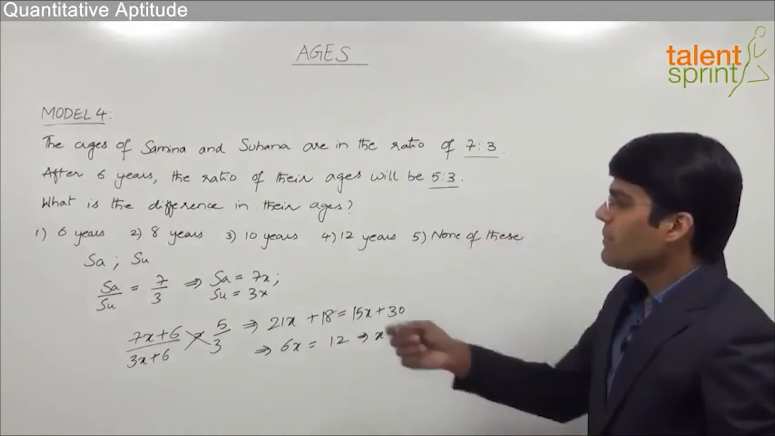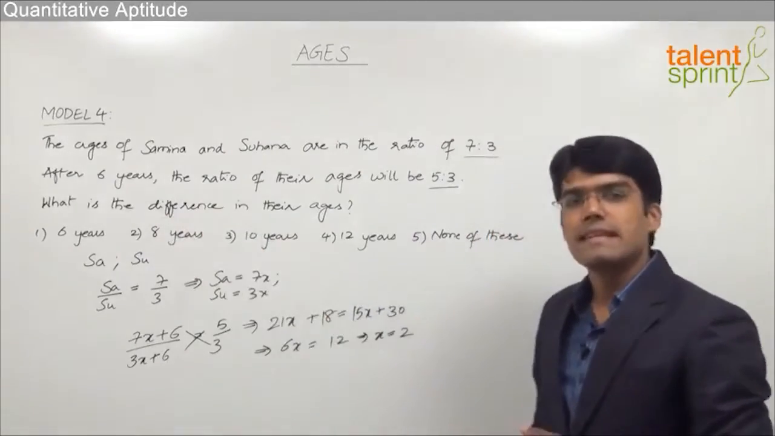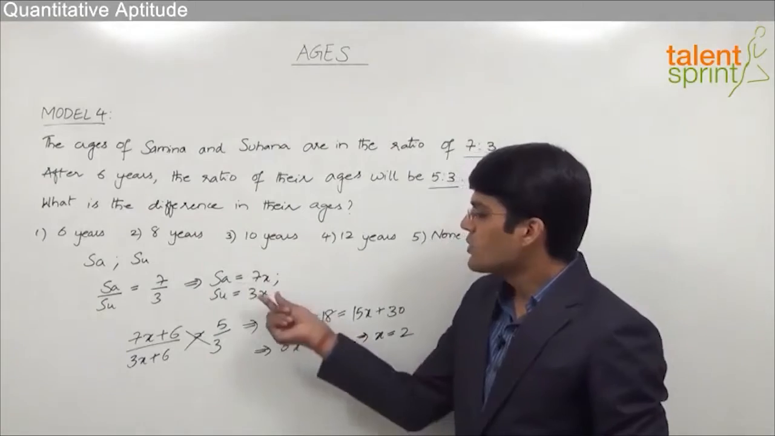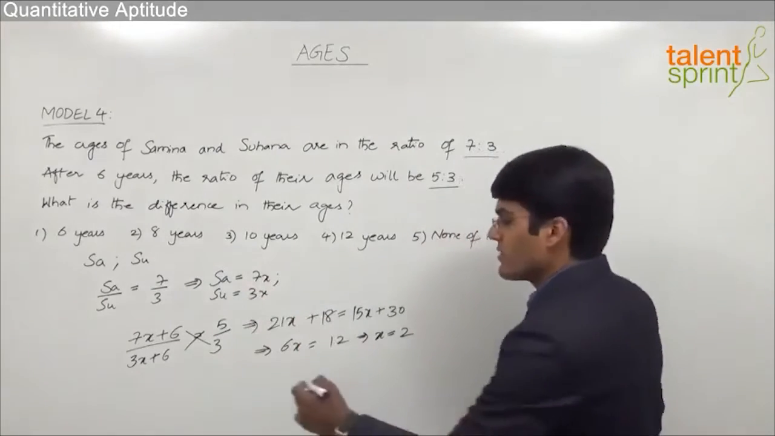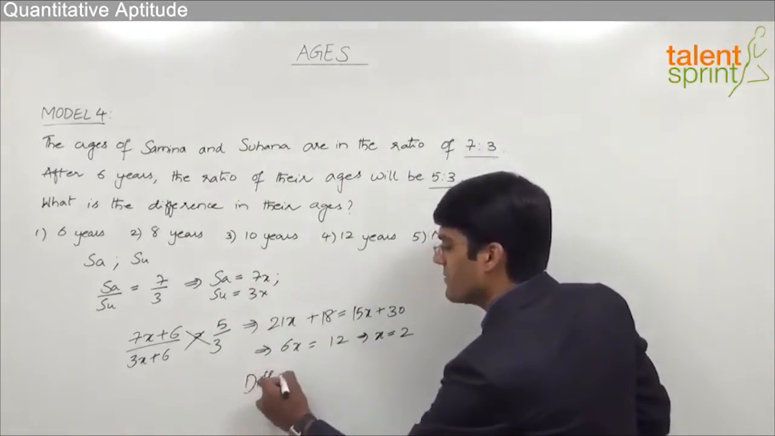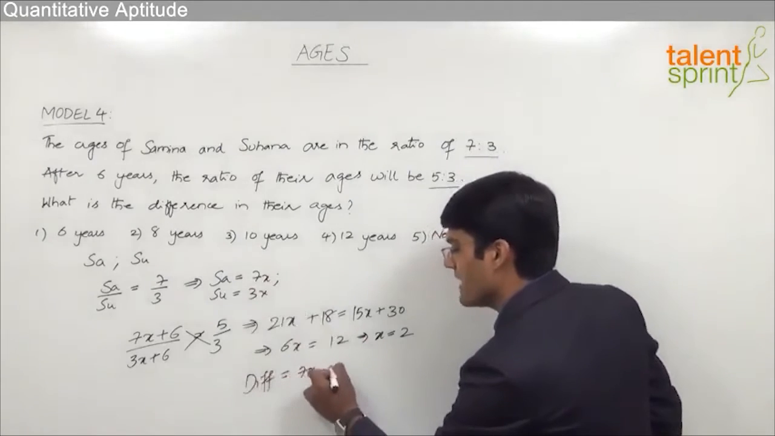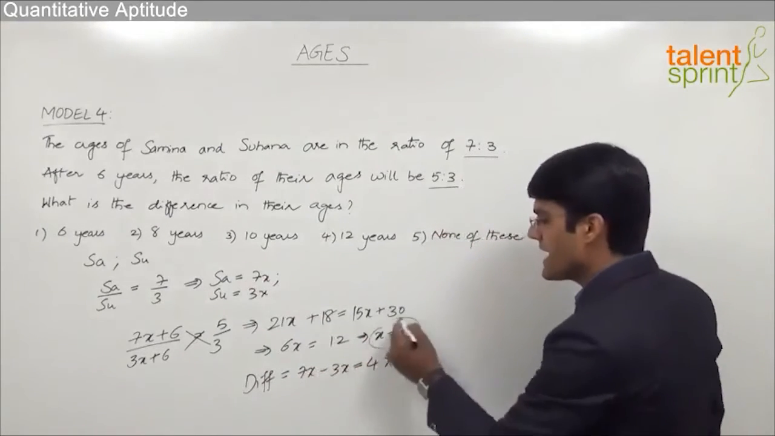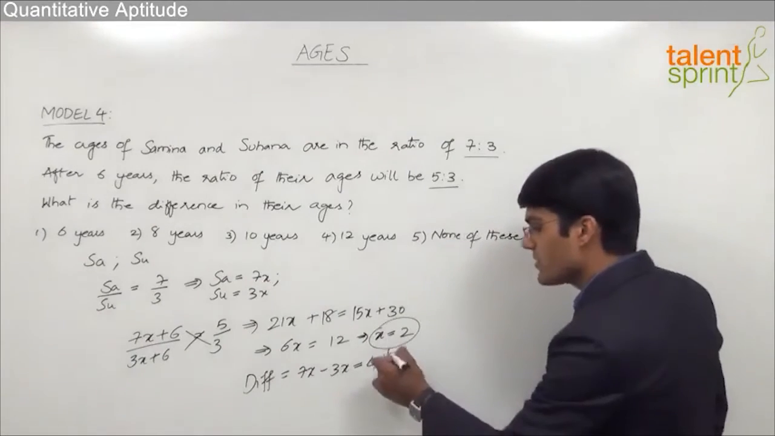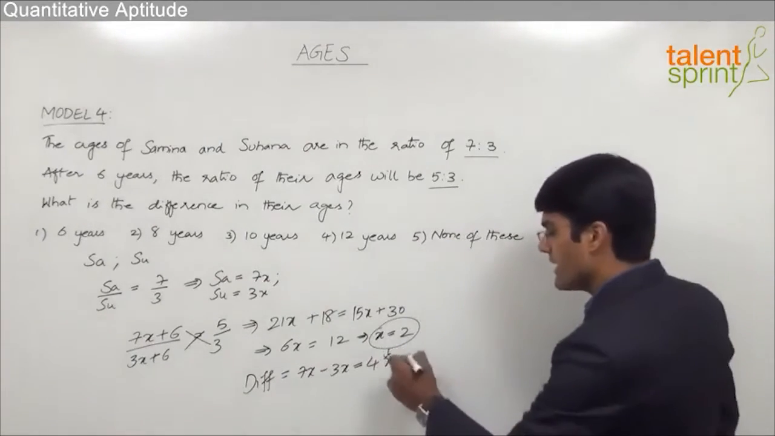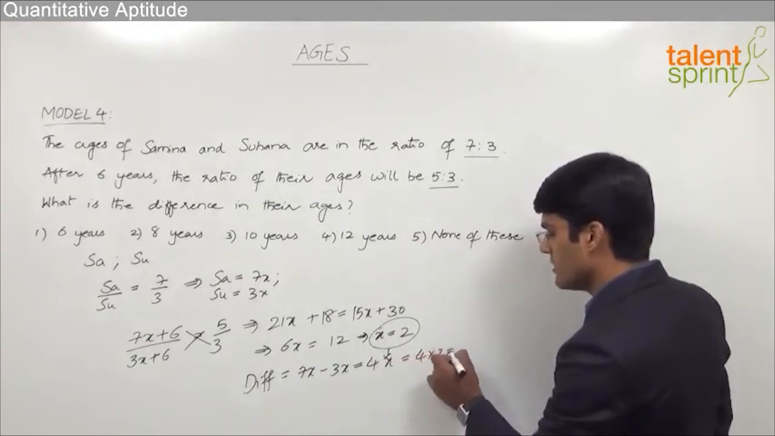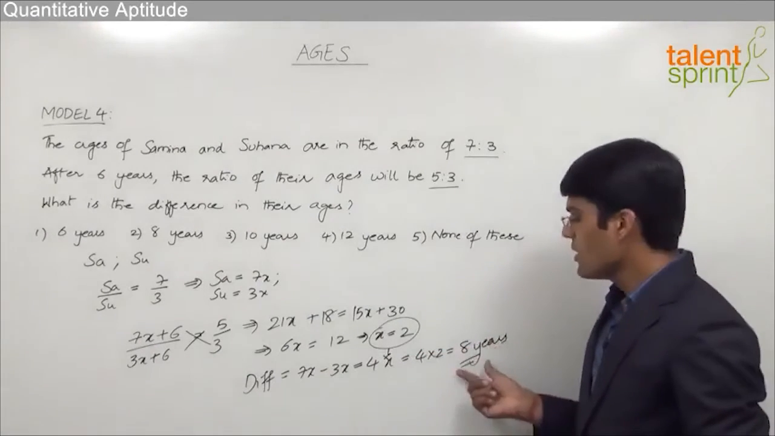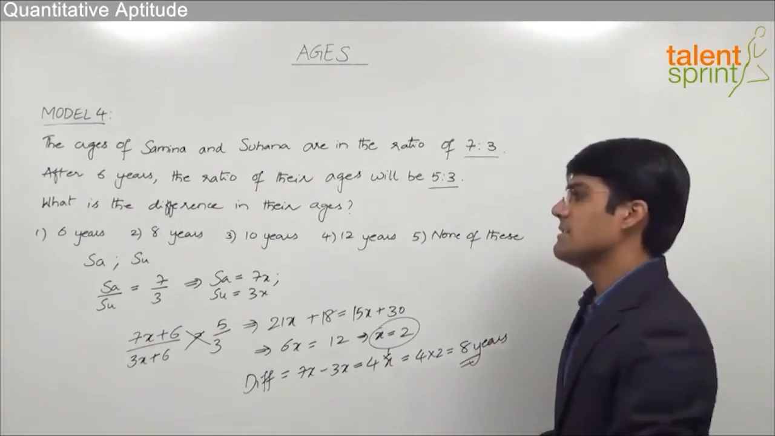Now we are supposed to find out the difference in their ages. If you observe, Samina's age is 7x and Suhana's age is 3x. So the difference of their ages can be taken as 7x minus 3x, which is equal to 4x. And we know that x is equal to 2. So by substituting x equals 2 in this, we can say the difference will be 4 into 2, that is equal to 8 years. So this is how we can say that the answer is 8 years.